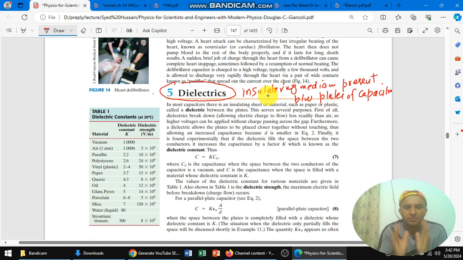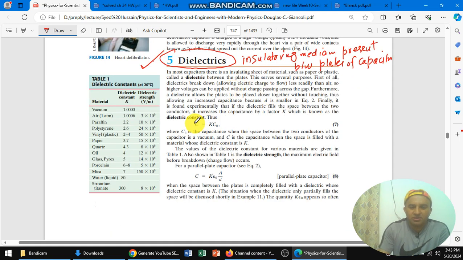Because our ability to store charge depends on the dielectric medium. The stronger the insulator, the stronger this dielectric medium, the more will be the capacitance. If the original capacitance is C naught, it is experimentally observed that when we place a dielectric medium between the plates, the capacitance is increased by a factor of K, where K is the constant for that medium. That constant is called the dielectric constant, represented by K.